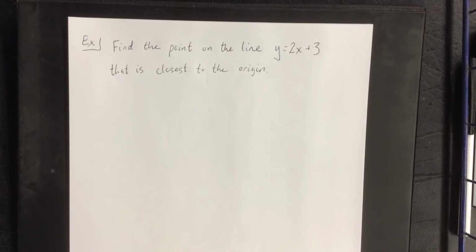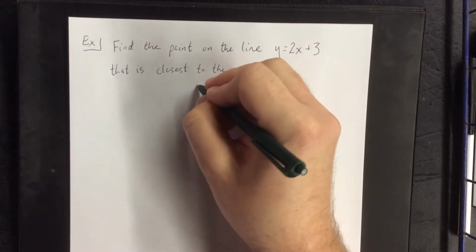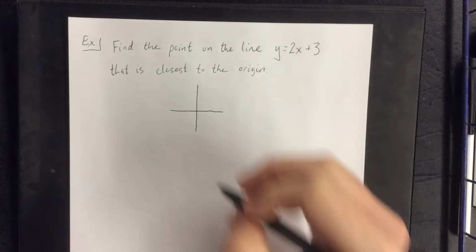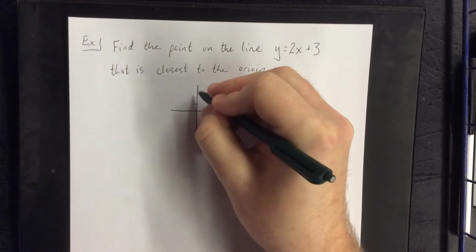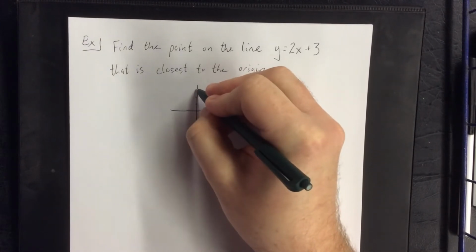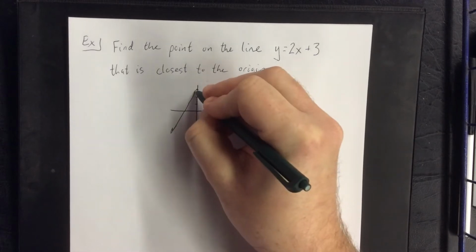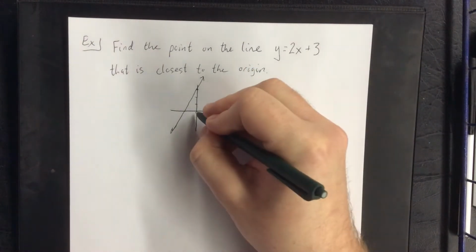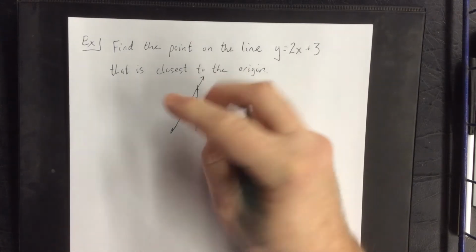Another example of an optimization problem: we are going to find the point on the line y equals 2x plus 3 that is closest to the origin. So first, a picture. The line y equals 2x plus 3 is a line with slope 2, y-intercept up here at positive 3. So this line will look approximately like this. We're interested in finding the point that's on this line that is closest to the origin.